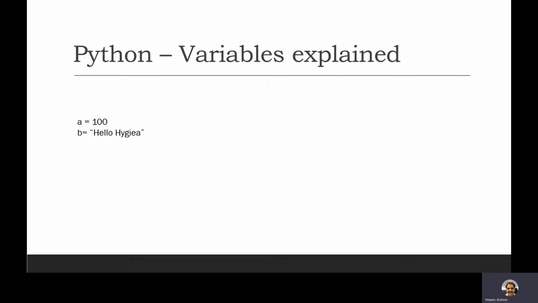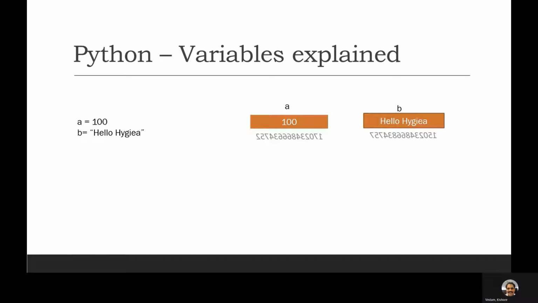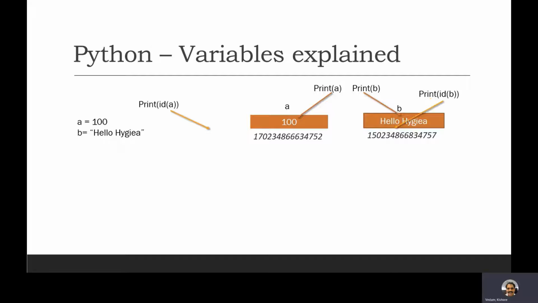I assigned A to 100 and assigned B to Hello Hygia. What will happen in memory? Two memory locations are allocated for this, and each of the memory locations is named A and B, and because it's a memory location, there will be an address. When you print A, you get 100. When you print B, you get Hello Hygia because it's a string. How to fetch the ID? You need to print id of A, so you get a unique memory location.